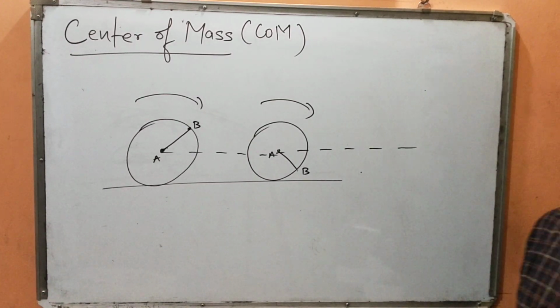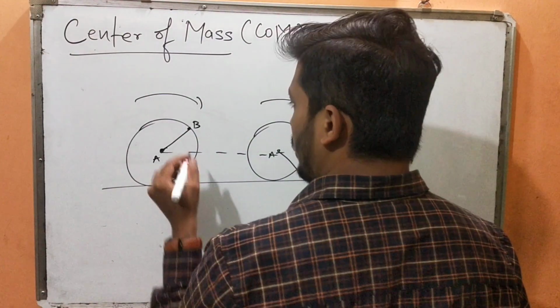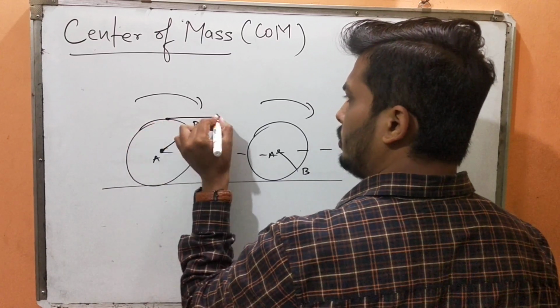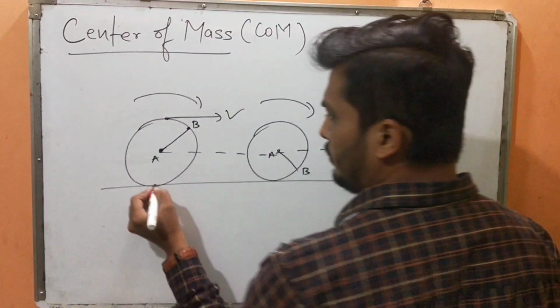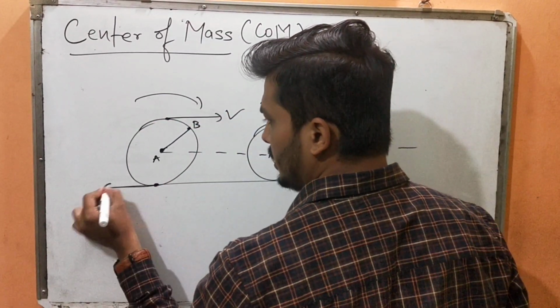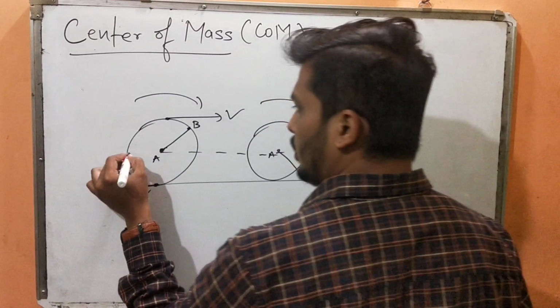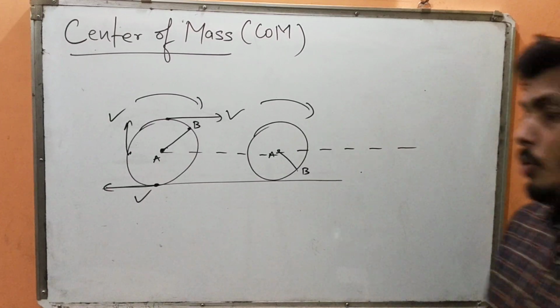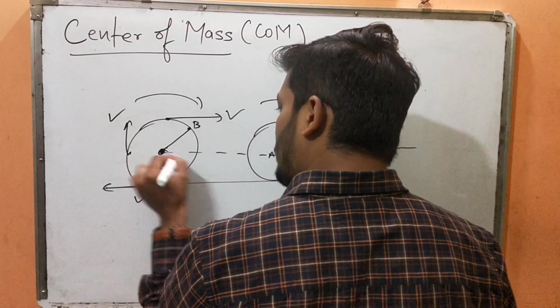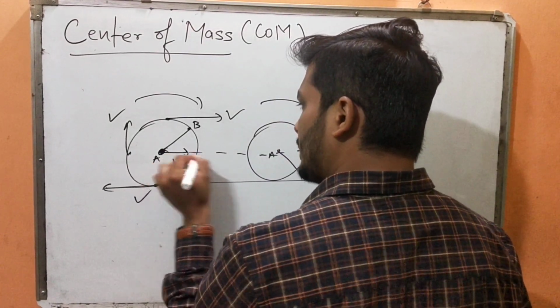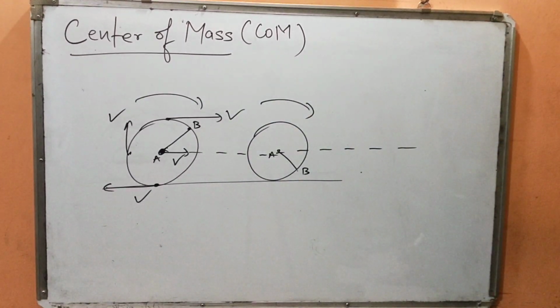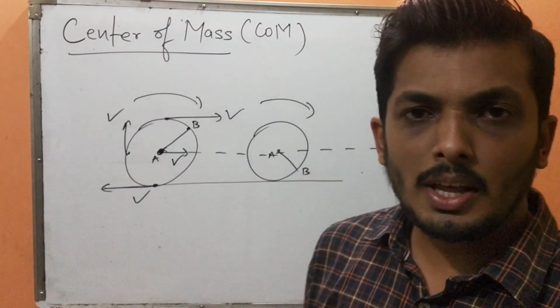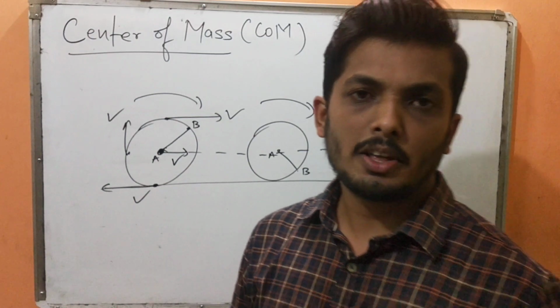If you take the velocity at this point, it will be in this direction. If you take the velocity of this ball at this point, it is here. If you take the velocity at this point, it will be here. Yes or no? But what about the velocity at this point A? It is always in the direction of the ball's travel. Yes or no? So this is one good example to understand the center of mass.